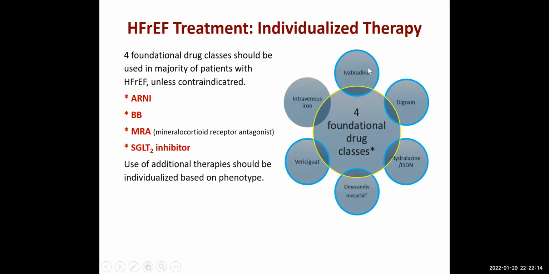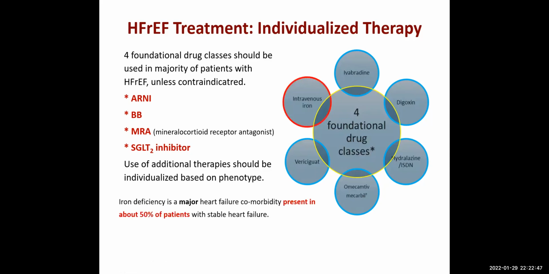And here again, I'm showing you some new drugs. Ivabradine is a relatively new drug. It was approved about 4 years ago. Digoxin is a good old drug. Hydralazine and isosorbide dinitrate have been in use for quite a long time. Omecamtiv mecarbil is a new drug, and we will have a look at this one. Vericiguat is a new drug. Okay, all these drugs have been approved. I mean, these 2 drugs have been approved in the last 2 years.